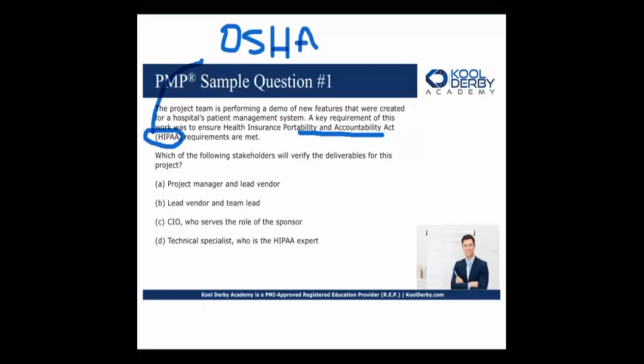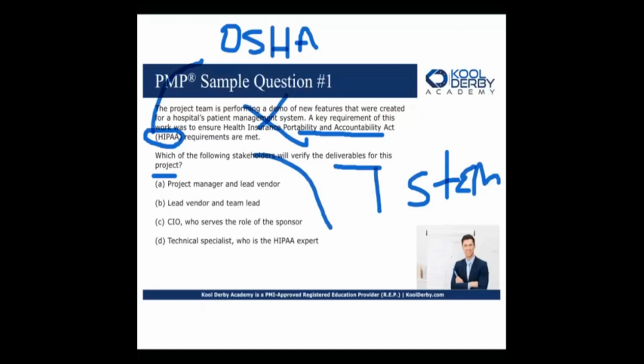Which of the following stakeholders will verify the deliverables for this product? So you see how even if you didn't know what I was talking about up here, the stem of the question is, which of the following stakeholders? And you know my mnemonic for stakeholders is PGO: any person, group, or organization that has a positive or a negative influence on the project. Which of the following stakeholders will verify the deliverables for this project? A, project manager and lead vendor; B, lead vendor and team lead; C, CIO, who serves the role of the sponsor; or D, technical specialist, who is the HIPAA expert.